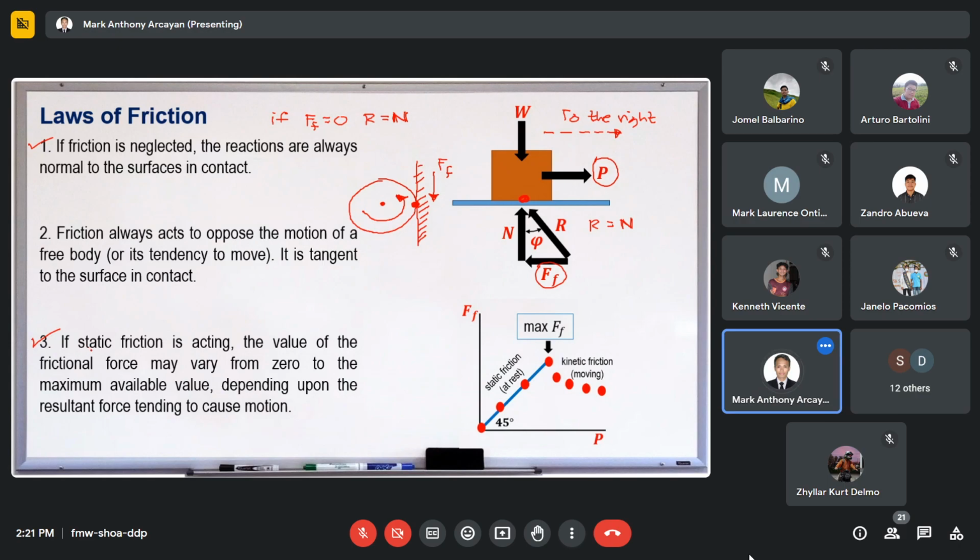If static friction is acting, meaning the object is at rest, the value of the frictional force may vary from 0 to the maximum available value. As shown in this graph, it goes from 0 up to the maximum point. Once you reach that, the object is now impending.